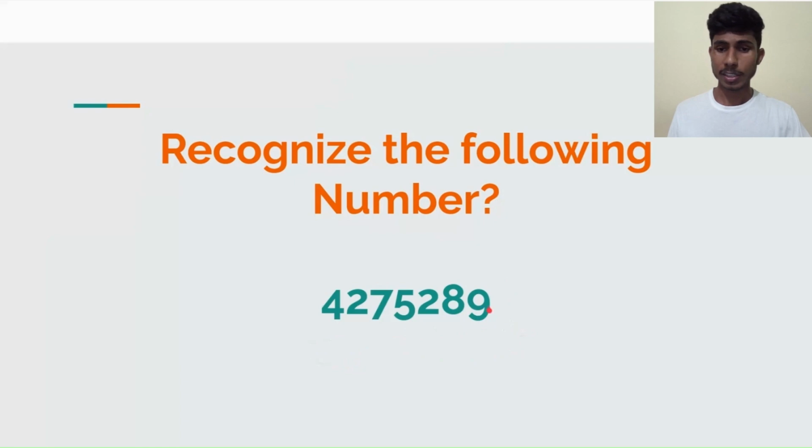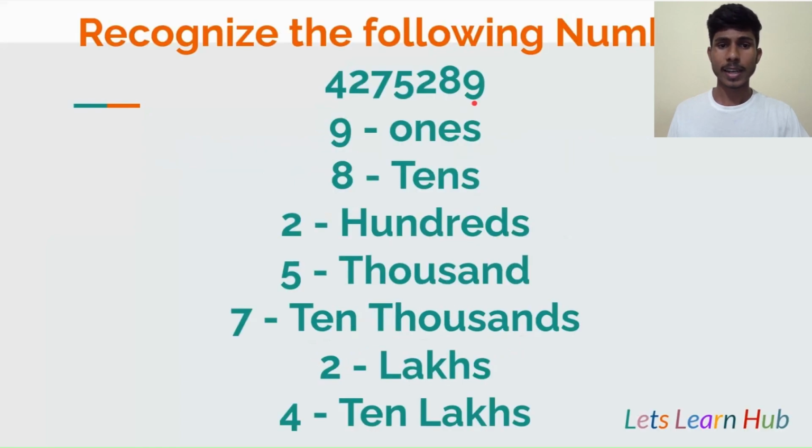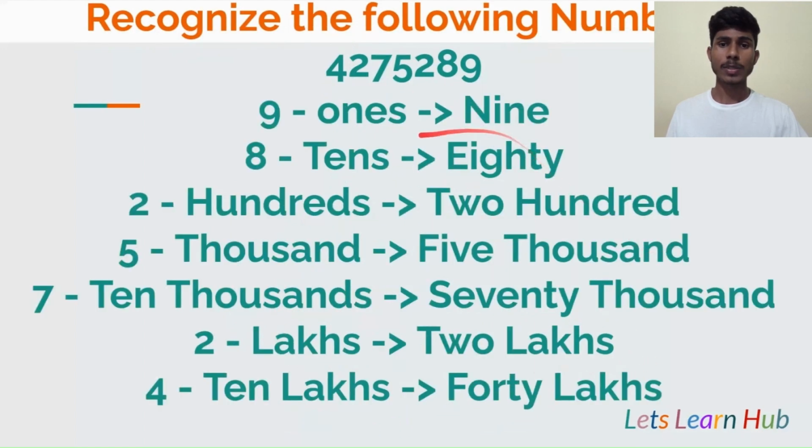Okay, and for this number the rightmost digit here is 9. 9 is in ones place, and the next digit 8 is in tens place, and the next digit 2 is in hundreds place, and the next digit 5 is in thousands place, and the next digit 7 is in 10,000s place, and the next digit 2 is in lakhs place, and the next digit 4 is in 10 lakhs place. Okay, and 9 ones means 9, 8 tens is 80, 200 is 200, 5,000 is 5,000, 7 10,000s is 70,000, 2 lakhs is 2 lakhs, 4 10 lakhs is 40 lakhs.